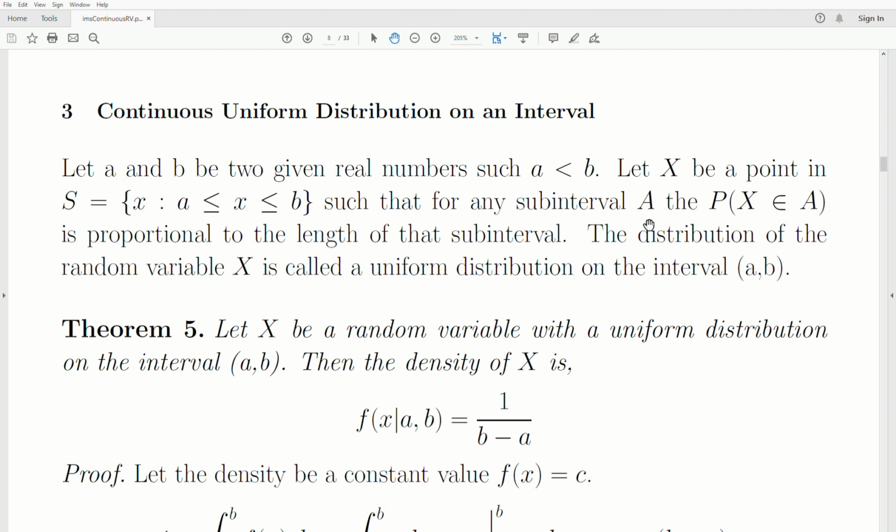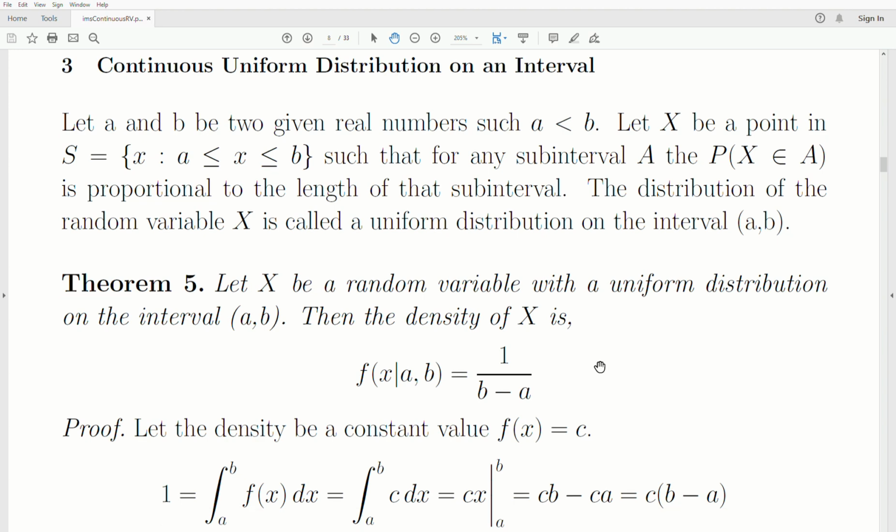Now, there's a tendency to define that all points between A and B are equally likely or have the same probability. But in continuous distributions, the probability of any given point is 0. So that's true for any continuous distribution. The probability of 2 points is the same for any distribution, right? Because it's 0. So you have to define it in these subintervals, and it's proportional to the length of that subinterval. And that's how you get to the definition of the uniform distribution.